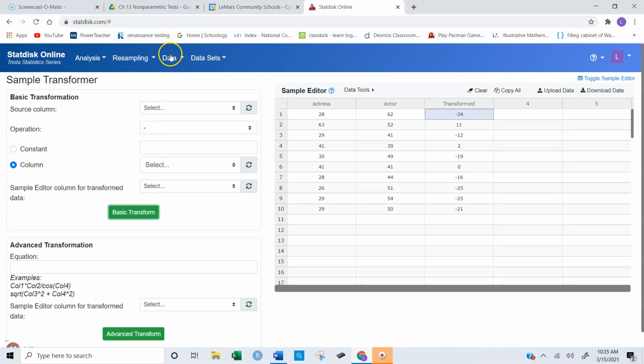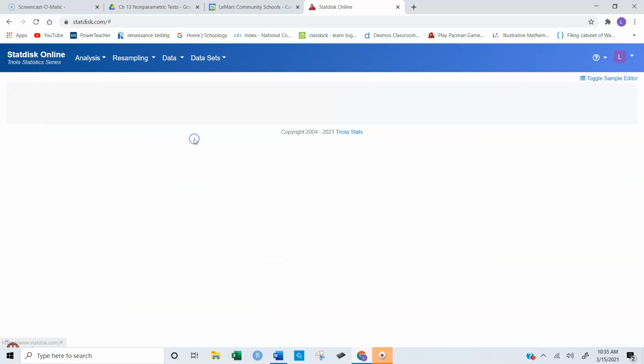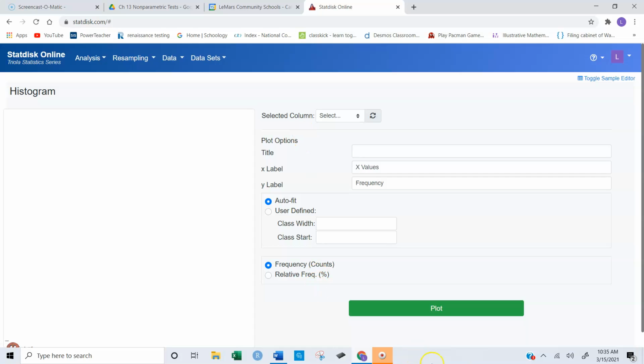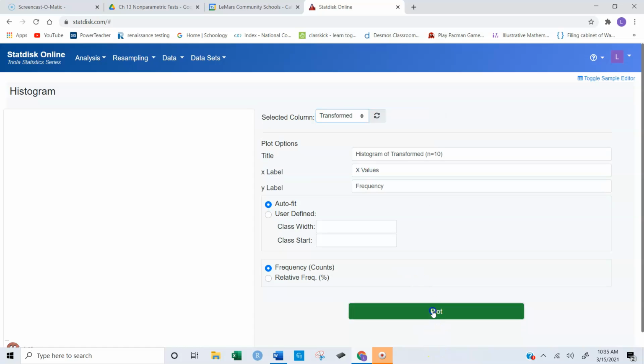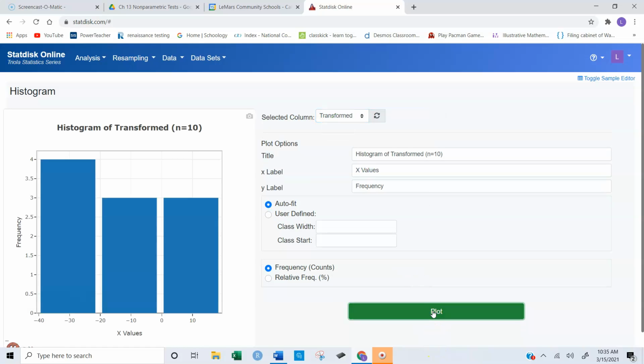So now when you have that done, you go to Data, Histogram, and let's just plot it as is to show you how bad this is. Oops, I forgot to select our transformed data, that's what we're looking at. And if you look, it's kind of a mirror, but it's not very good. So let's see if we can change this a little bit. Let's go to class width and let's do 10. And let's say our starting point, what was our smallest? -35.